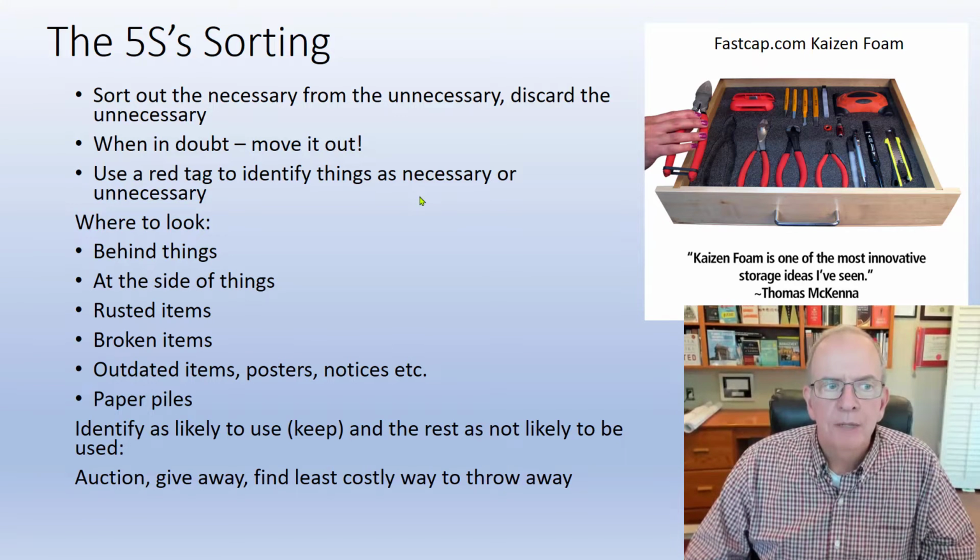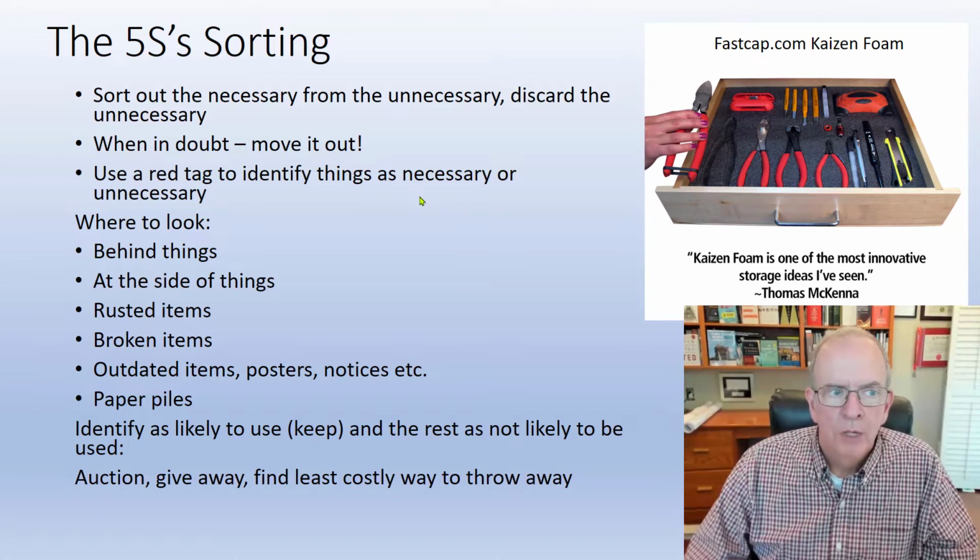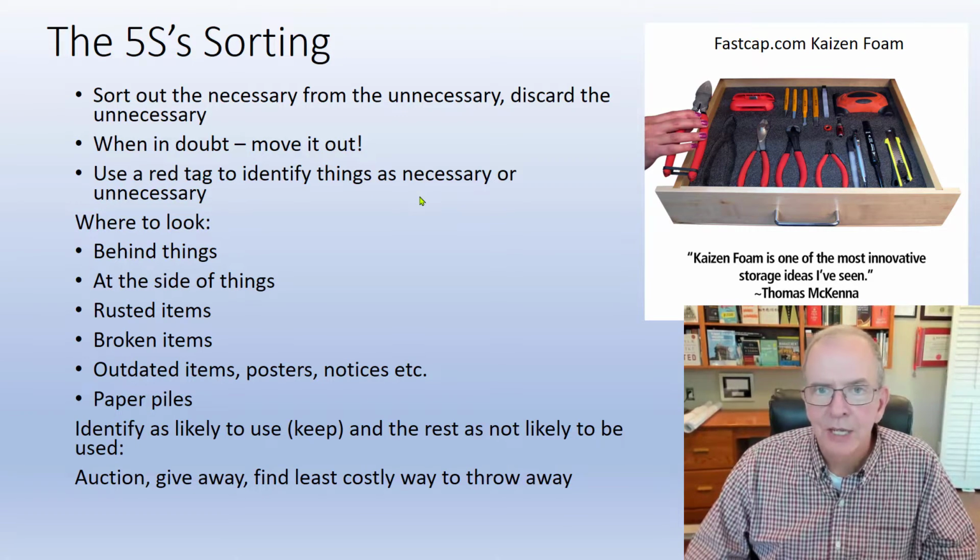So the concept is when in doubt, move it out. Go through everything, and you can do this either way. If you've got more things that you're keeping than you're taking out, then probably you put the red tags on the stuff you're taking out, or vice versa. Where to look? Behind things, under things, between things. Look for rusted items. If it's rusted, probably you haven't used it in a long period of time, so you can likely throw it out.